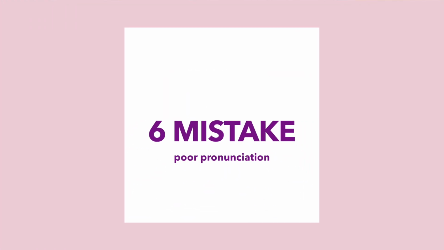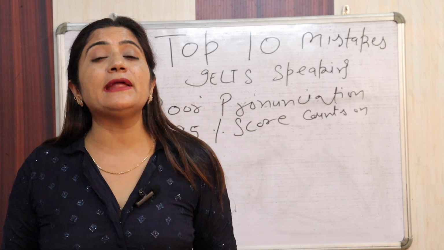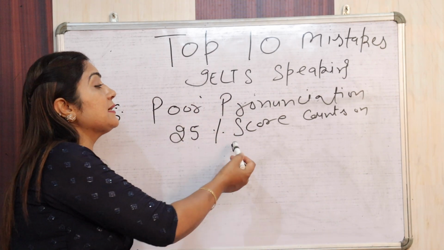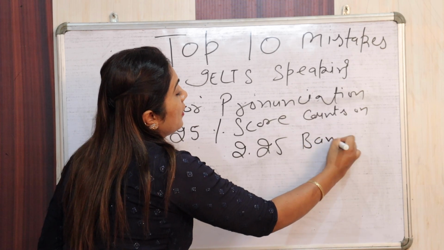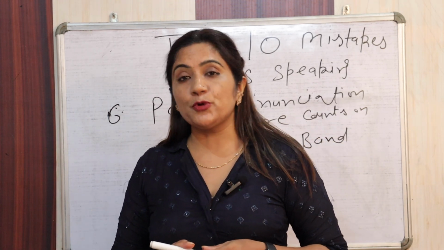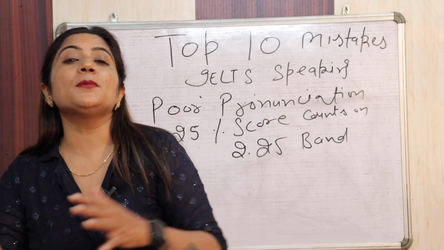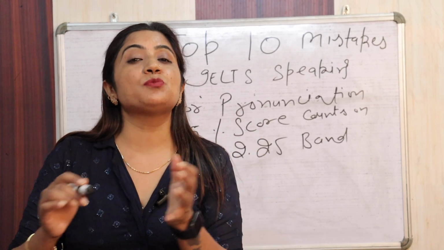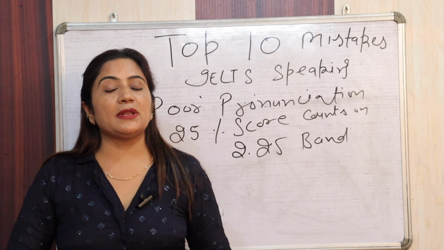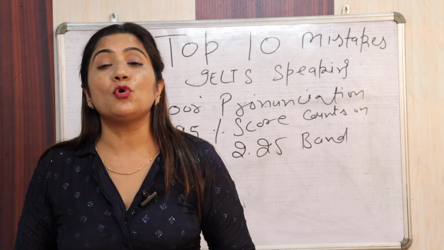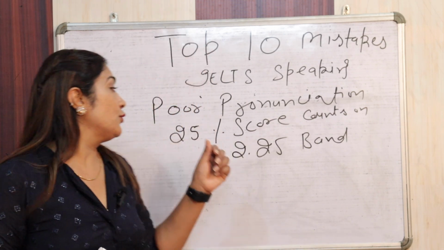So mistake number 6, what candidates do: poor pronunciation. In IELTS, very few people know this reality: 25% of the score counts on pronunciation. It means 2.25 band score counts on your pronunciation. If you have poor pronunciation, then you may lose this entire 2.25 band. It means that you will not be getting a score out of 9, instead you will be getting 6.75 band score. So in order to improve your pronunciation, what is advisable? Before the examination, make sure to practice with native or native-level speakers, so that you have the right pronunciation and secure your 25% score.